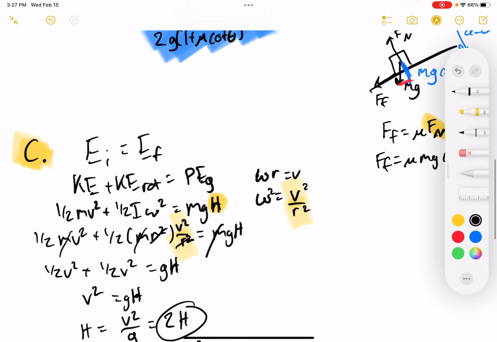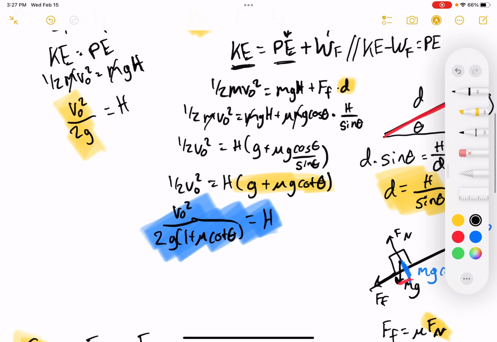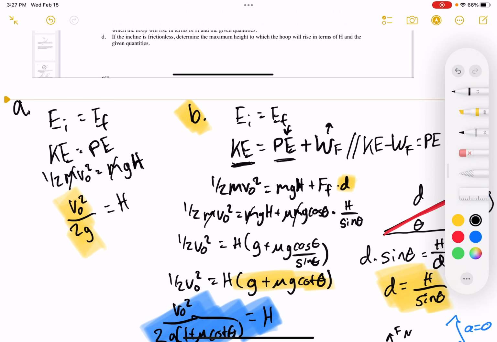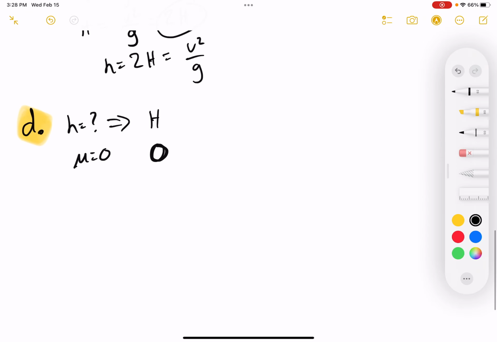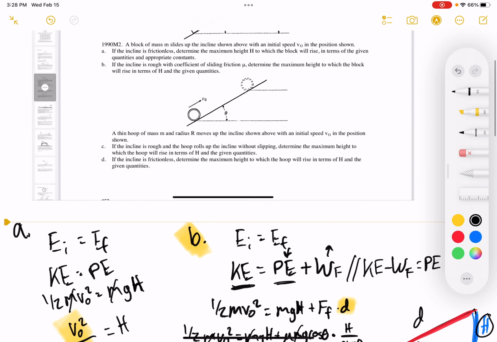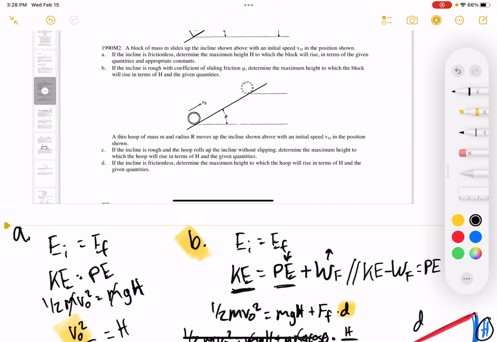Now, the question is, how do we approach this problem? Well, we're going to approach it very similar as we have for A, B, C, and D. We're going to use energy. So we just have E initial equals E final. And then our initial energy, we're going to have KE, and since it is rotating, we will also have KE rot.